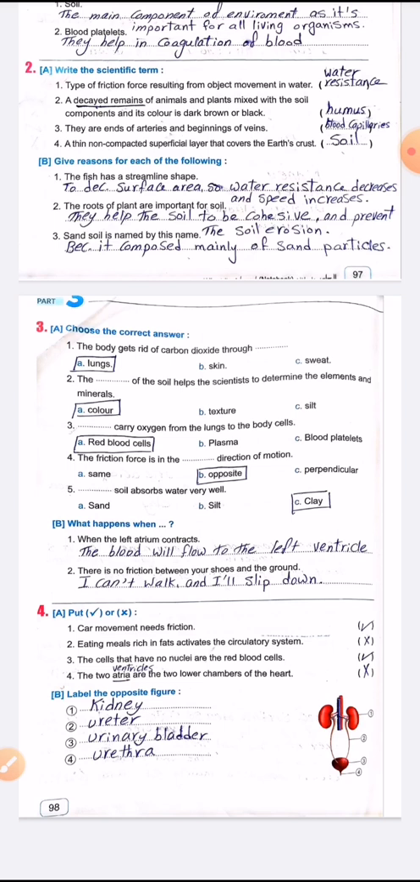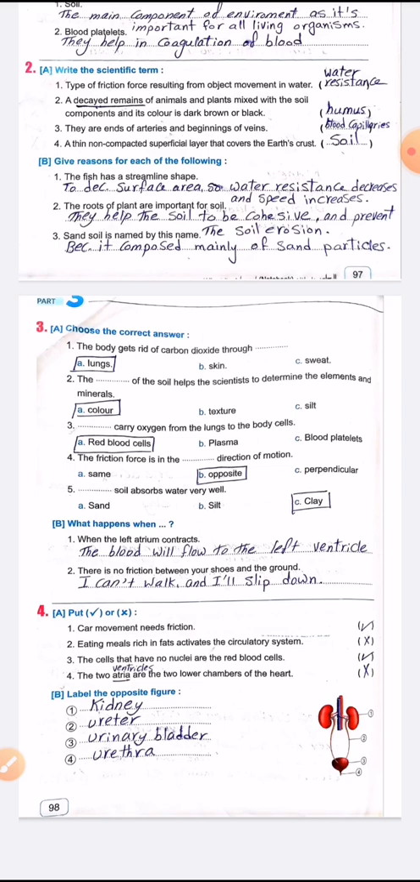Number 3. The cells that have no nuclei are the red blood cells? Yes, it's true. Number 4. The two atria are the two lower chambers of the heart. The two ventricles. It's wrong. The two ventricles are the two lower chambers of heart. Atria are the upper chambers of the heart.